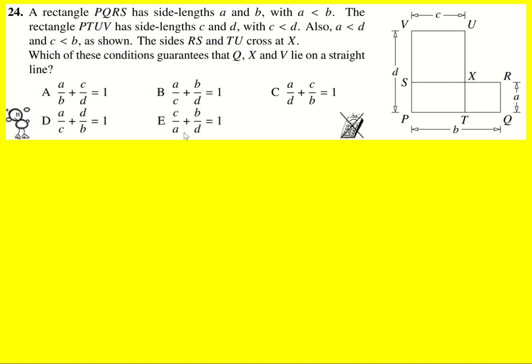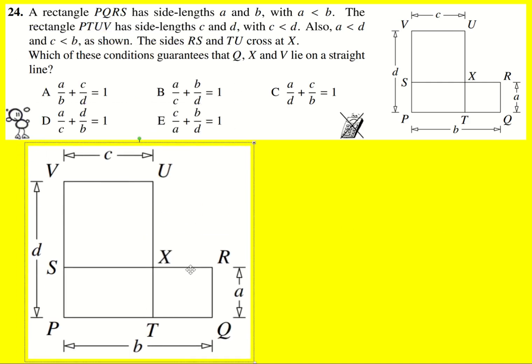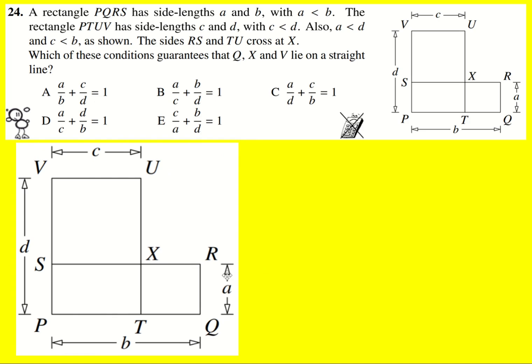Okay, there's lots of words in this question, but it's basically summarized by the diagram. It's just saying that A is less than B and so on. Now, we're asked for the condition that guarantees that Q, X, and V lie on a straight line.